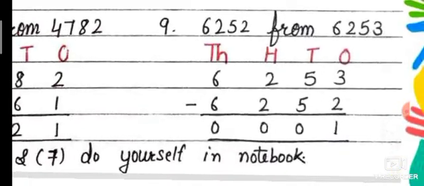6252 from 6253. Very simple. Here 53, that side is 52. So same, 6252 you have to subtract from 6253. Okay, so answer will be 1.